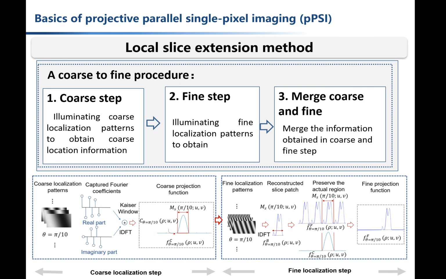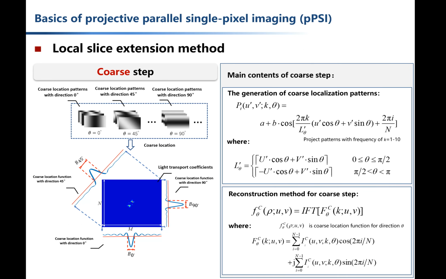To capture projection functions efficiently, we came up with the local slice extension method, which involves a coarse-to-fine procedure. We show the generation equation for coarse location patterns. The coarse projection function is calculated by inverse Fourier transform. We also provide the equation for how to arrange the captured intensities to obtain the Fourier coefficients for the inverse Fourier transform.